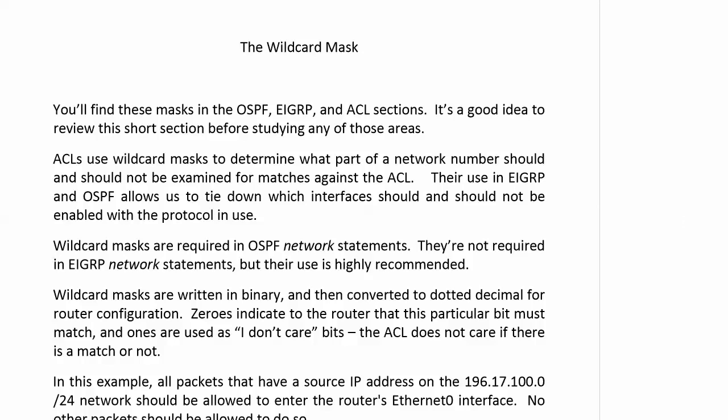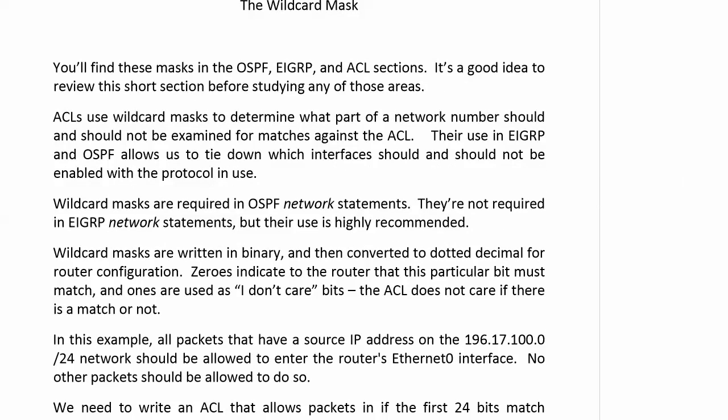ACLs use them to determine what part of an address should and should not be examined for matches against the access control list itself. And we're going to do plenty of that in the ACL section. Their use in EIGRP and OSPF is a little bit different. It allows us to tie down which interfaces should and should not be enabled with the protocol in use. Now, wildcard masks are required in OSPF network statements. They're not required in EIGRP network statements, but their use is highly recommended.